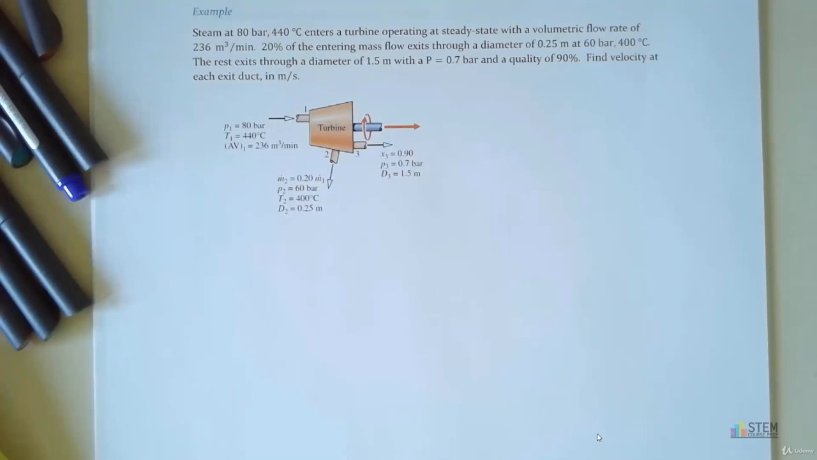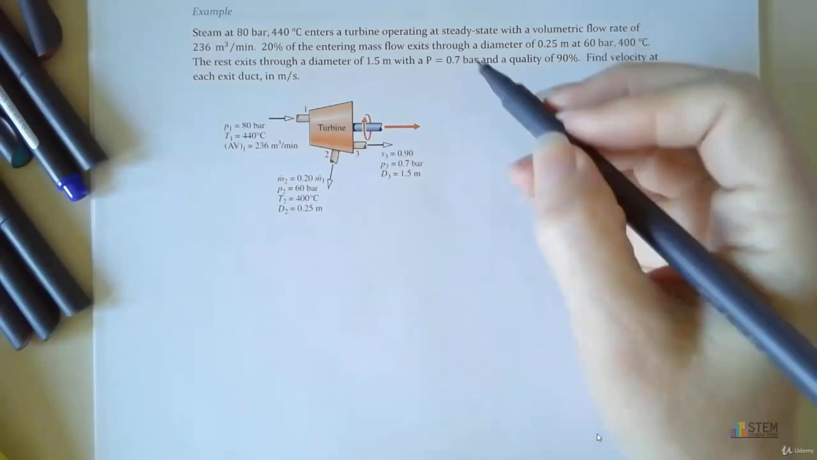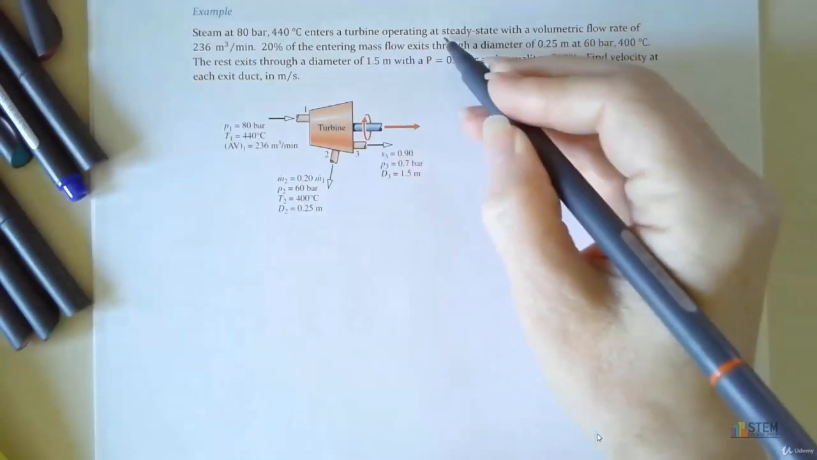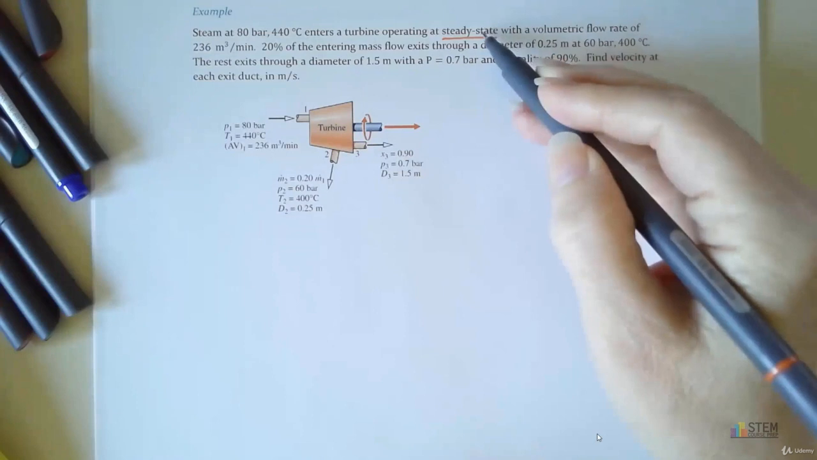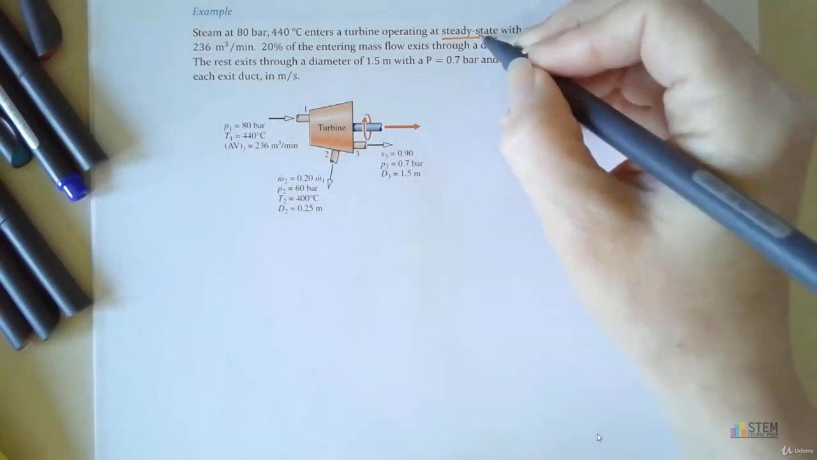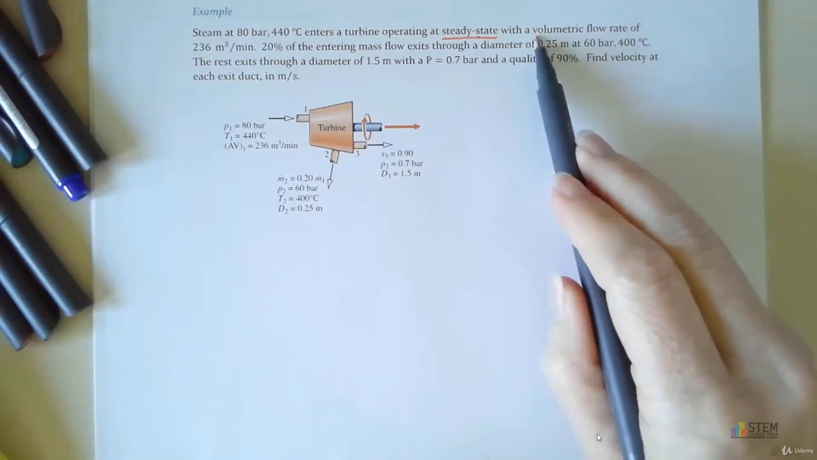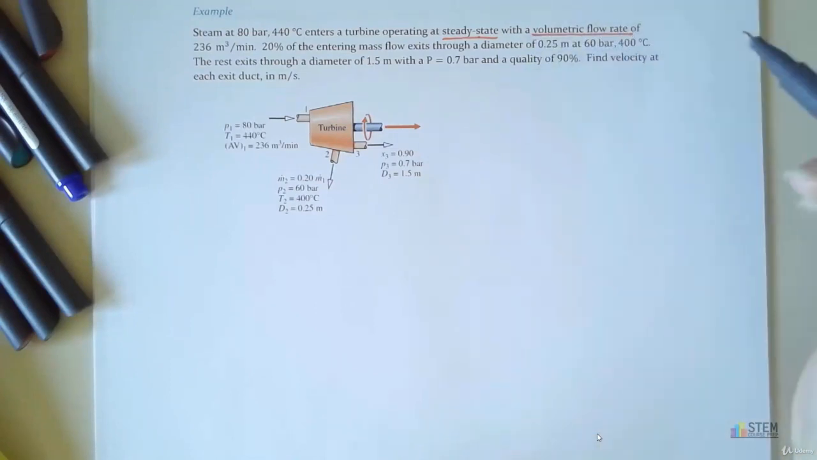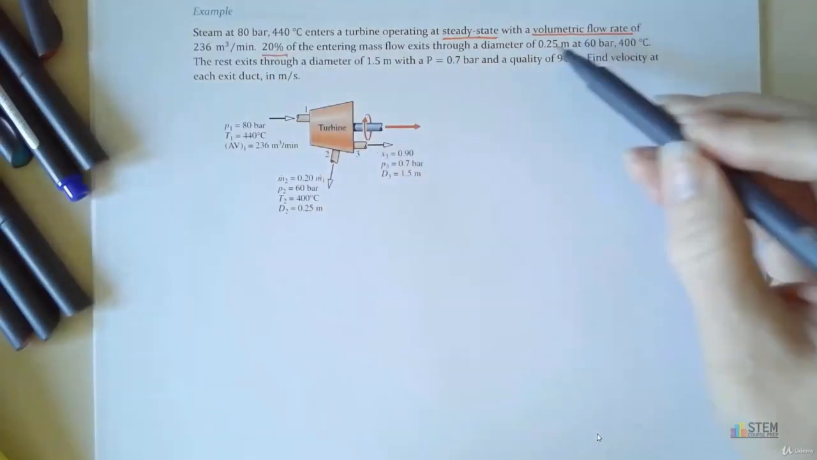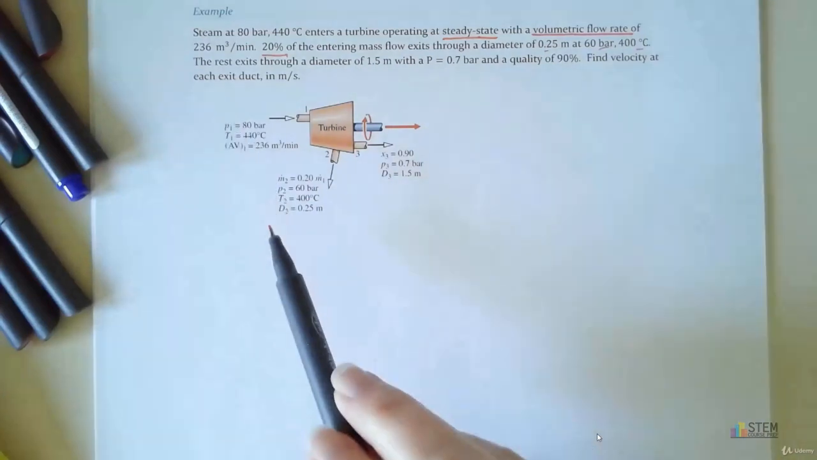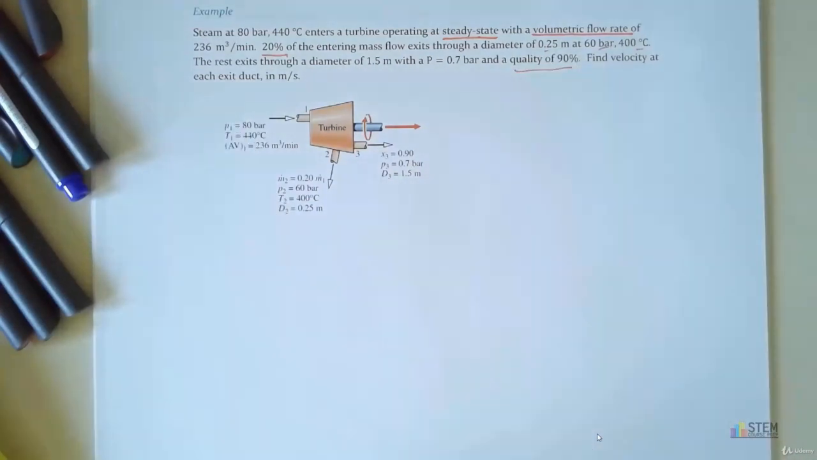Before we get started, this problem's got some keywords in it, so let's pay attention and see what we find in our problem statement. First, it tells us we are operating at steady state. Definitely want to pay attention to that. And do you remember what that means? That means nothing changes with time. We also are given the volumetric flow rate. And we want to pay attention to this 20%. Then we've got all these numbers. Obviously, we need to pay attention to that. And then we've got a quality of 90%. Okay, so steady state is going to be the main keyword in this problem.